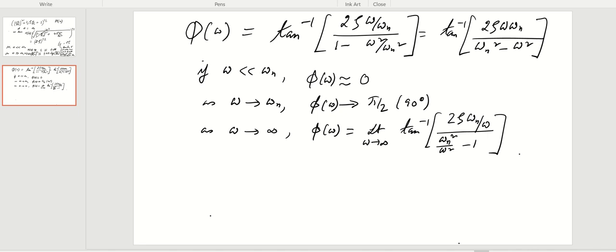So you see, as omega tends to infinity, the numerator vanishes to 0 unambiguously. What happens to the denominator? It just tells you that the denominator has a negative real part. So this tends to 180 degrees. Okay, so this is what we have ascertained.